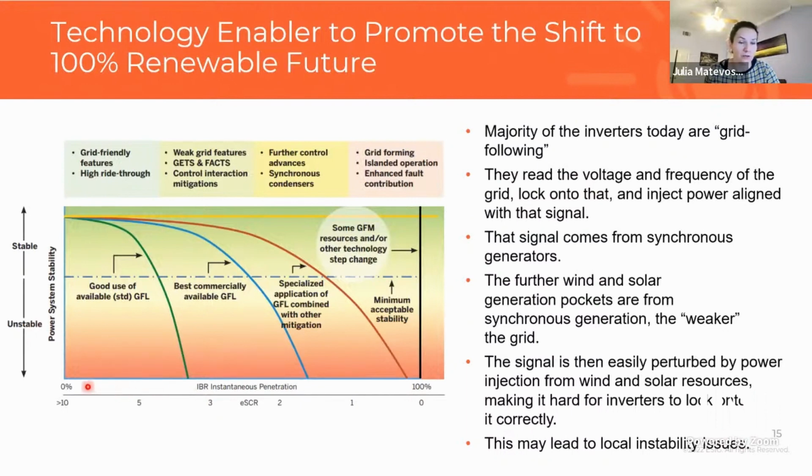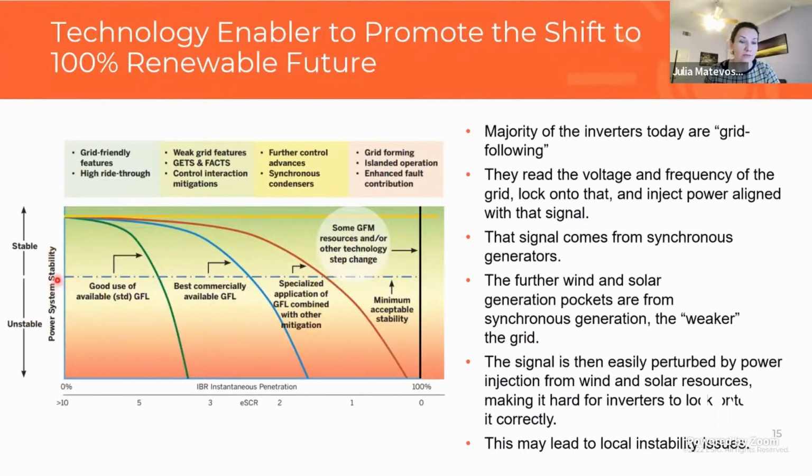And by instantaneous penetration, if you remember from the first slide, it means the percentage of load that at any instant is served by inverter-based resources. And on the secondary x-axis, you can see an indication of system strength. On the left-hand side, you have the strongest grid, where you have a lot of synchronous generators supporting the grid. And on the right side of the spectrum, you see an extremely weak grid, where you don't have any big synchronous machines supporting your grid, and everything depends on inverter-based resources.